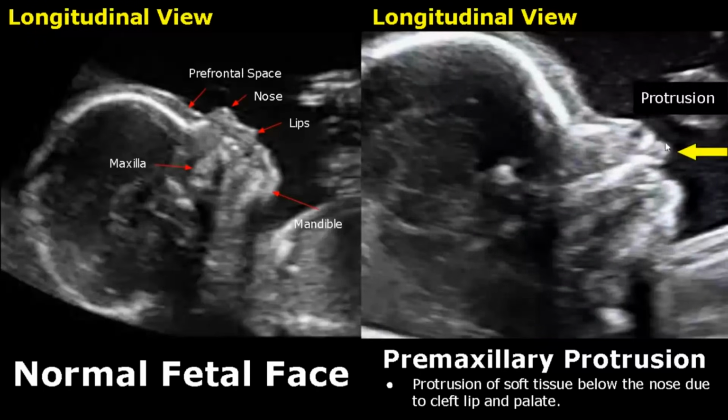In some cases of cleft lip and palate, there is protrusion of soft tissue below the nose. We can see some protrusion of soft tissue in this longitudinal image. It is called premaxillary protrusion.